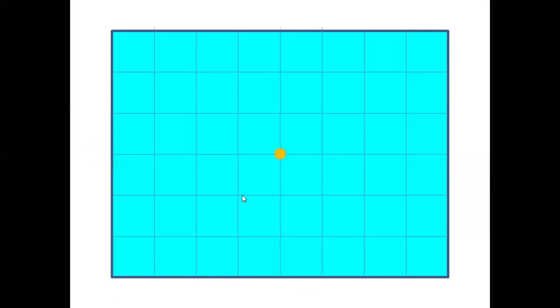So right now the spot appears in the middle. Why is the spot appearing in the middle? Because the deflection plates have no connections. Neither the X plates nor the Y plates have any connections. So the beam goes straight towards the center of the CRO screen.